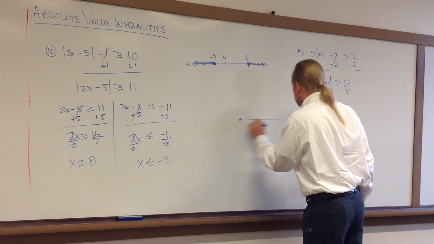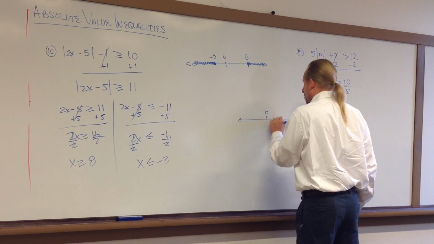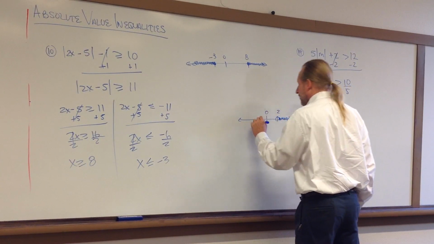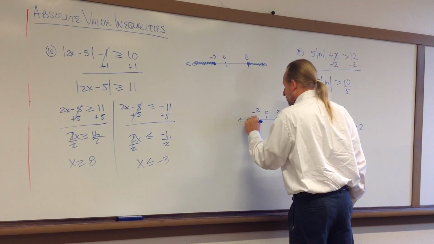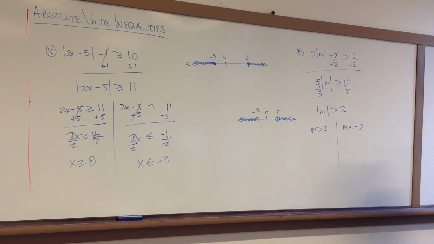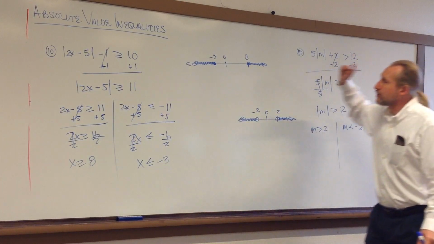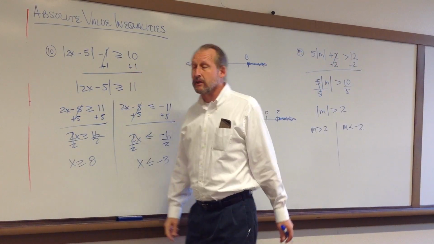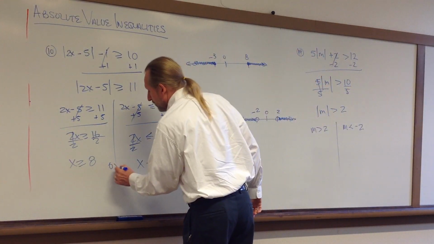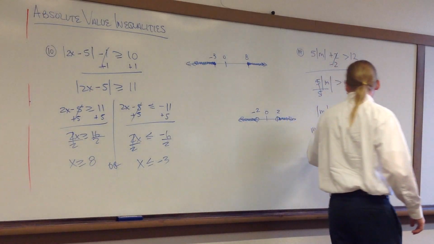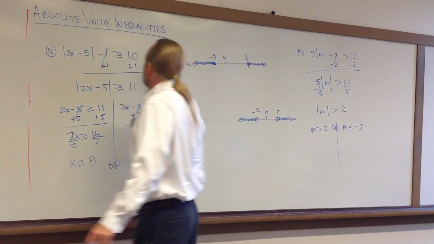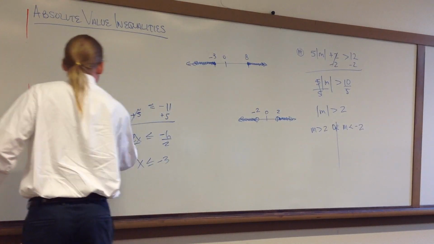And so, on the number line, one's going to go off in this direction, and the other one goes off in that direction. Okay? And that's what these greater than problems generally end up looking like. They go off in opposite directions, and these are or statements. Or. Okay. Let's look at a couple more.